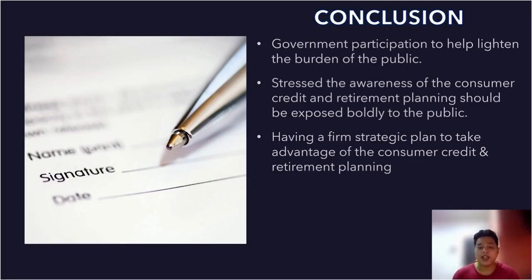Another conclusion we can touch on in this report is that the two topics we are discussing, consumer credit and retirement planning, should have their awareness stressed and be exposed to the public boldly. Why? Because there are a lot of people who are not aware how critical these two are to their life, and how they are going to impact their future. So we think it is better to make sure people are aware and grab every slight chance they have in these two topics to create a better life.